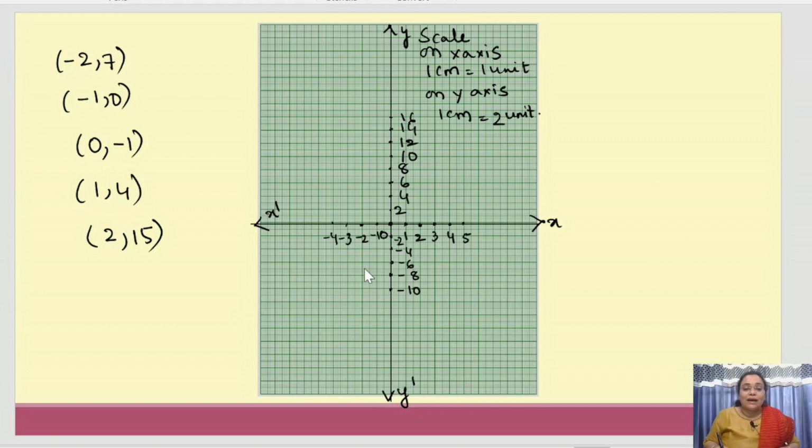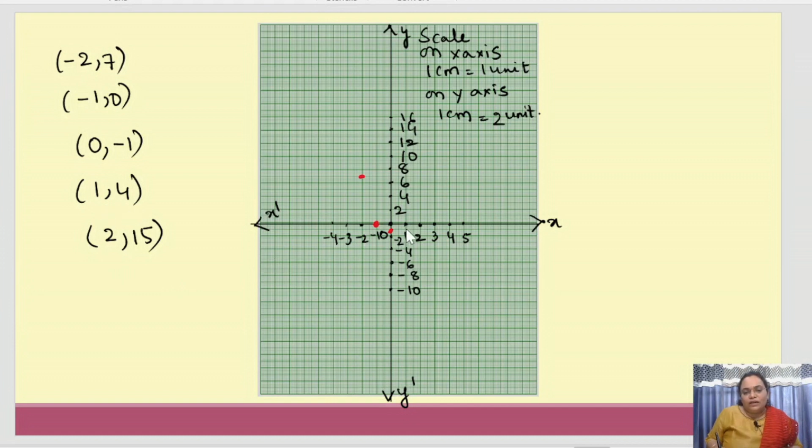The first point is minus 2 and 7. Minus 2 on the x-axis, 7 on the y-axis, which is here. The next one is minus 1 and 0. Minus 1 on the x-axis and 0 on the y-axis, which is this one. 0 and minus 1. 0 on the x-axis, minus 1 on the y-axis, which is this one.